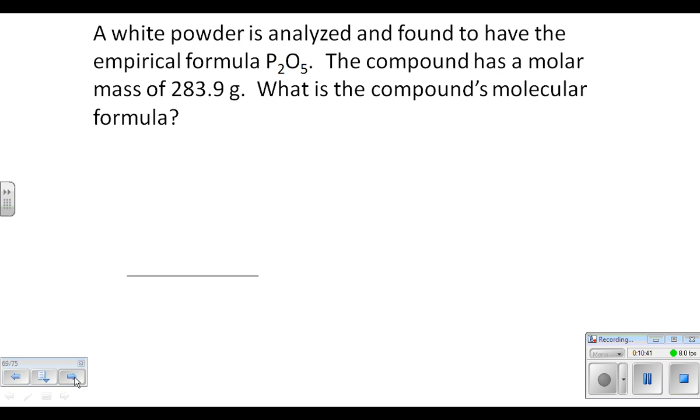So we first have to find the molar mass of the empirical formula. So to do that, we would say that we have phosphorus and oxygen, and we have 2 and we have 5. 2 times phosphorus is, again, we just looked that one up, it is 30.97.